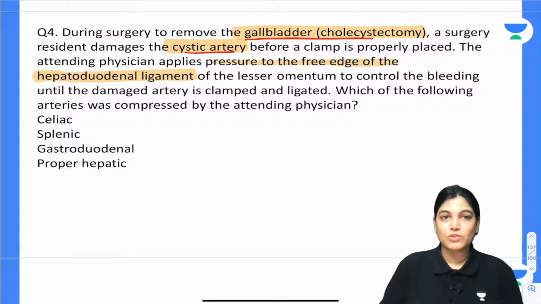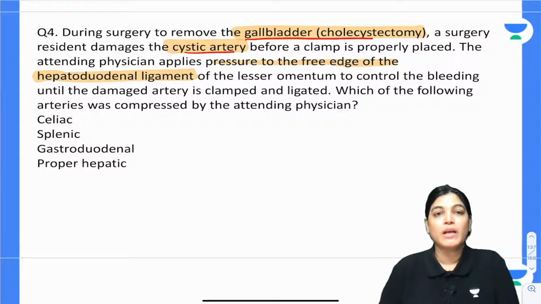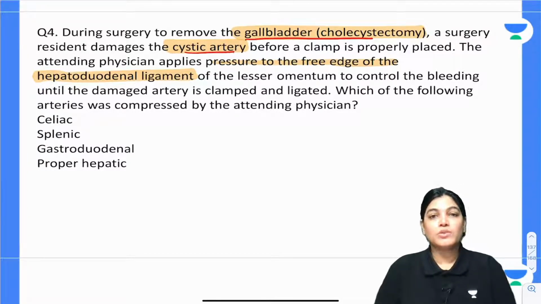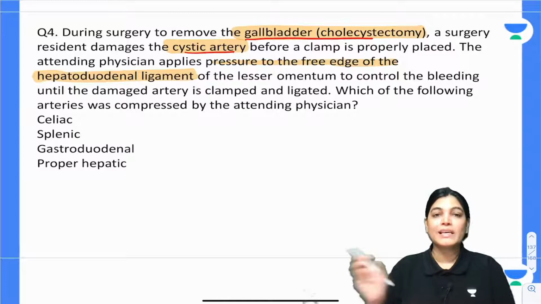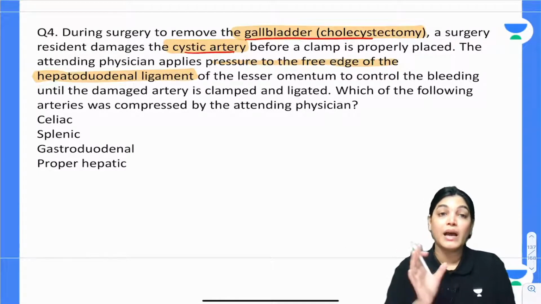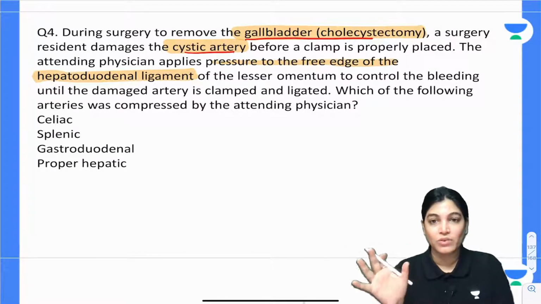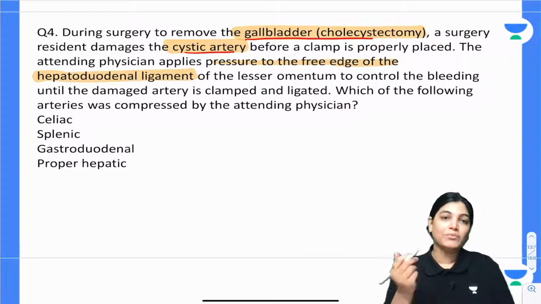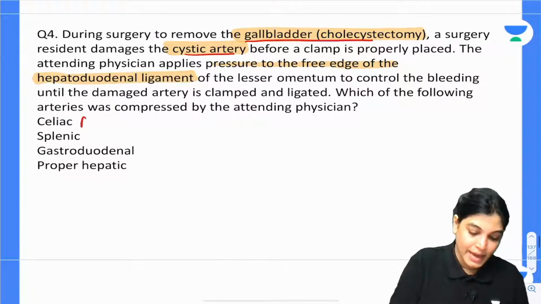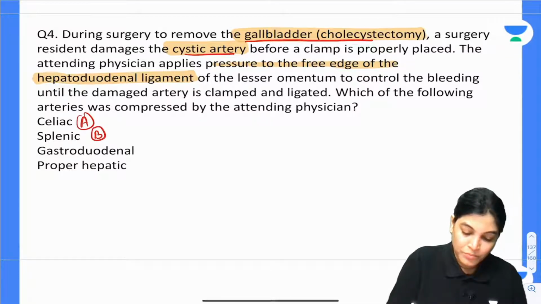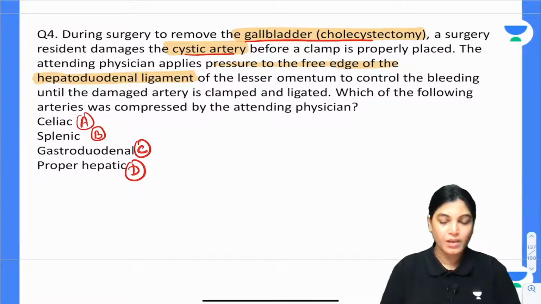So cholecystectomy is done, the cystic artery is damaged, and the attending physician applies pressure on the hepatoduodenal ligament to control the bleeding. The key point is that the artery is in the free margin of the hepatoduodenal ligament. So you have to tell me the right answer, whether the artery is the celiac artery, the splenic artery, the gastroduodenal artery, or the proper hepatic artery. Four options, and you have to mark the right answer.